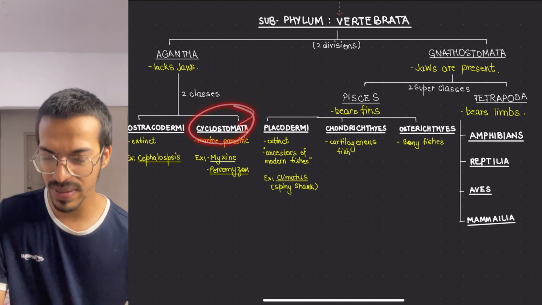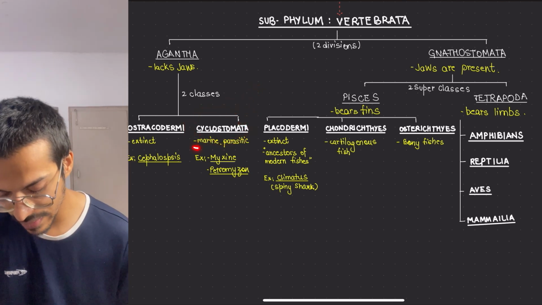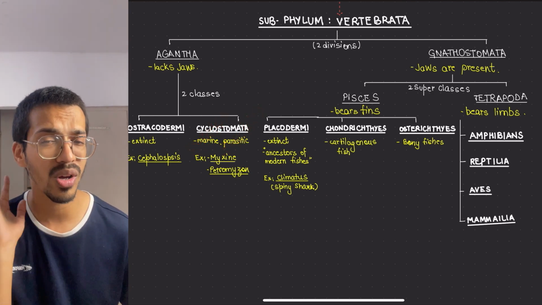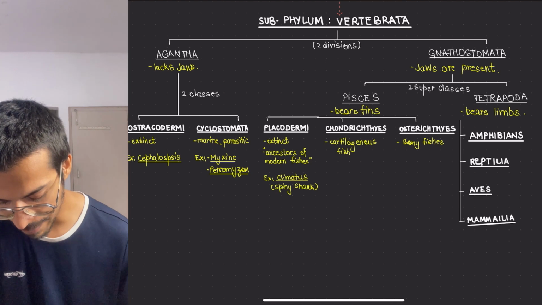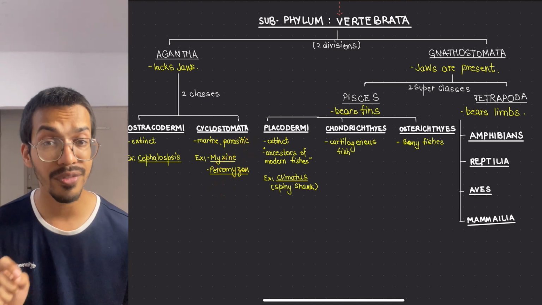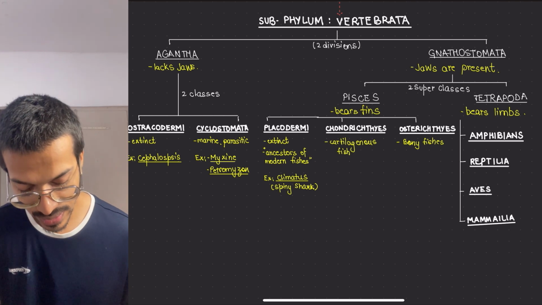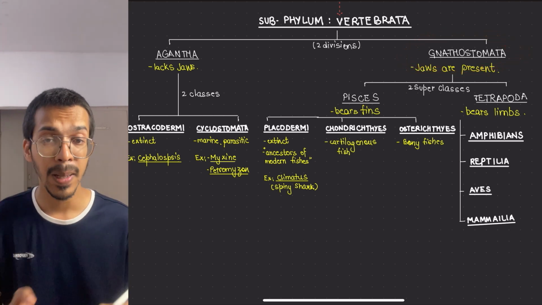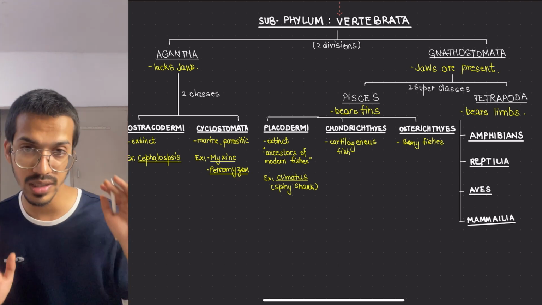Then comes the Cyclostomata. Cyclostomata are still present today. They are marine and parasitic, meaning these are vertebrates which are parasitic on other organisms. Examples are Myxine and Petromyzon. You have to remember the examples; very important here. Then comes what? Gnathostomes. Gnathostomes have two superclasses. Before each of the classes, there are further divisions. That is what?